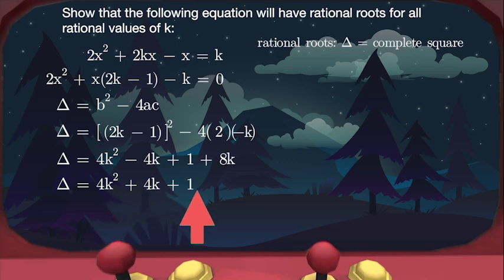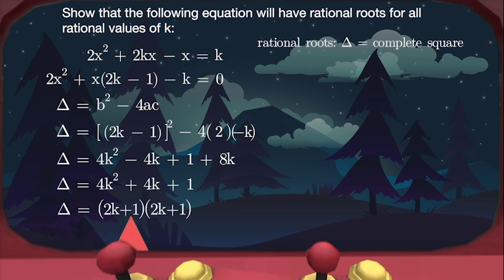So here we have a quadratic equation for delta, and therefore we can factorize this because it's a quadratic trinomial. And we end up with two of the same brackets, 2k plus 1 and 2k plus 1. Because they're exactly the same, we can write it as 2k plus 1 in brackets squared. And as you can see, because this bracket is squared, delta is a complete square. And to get rational roots, because that's what they say, we will have to prove that it has rational roots for all rational values of k.